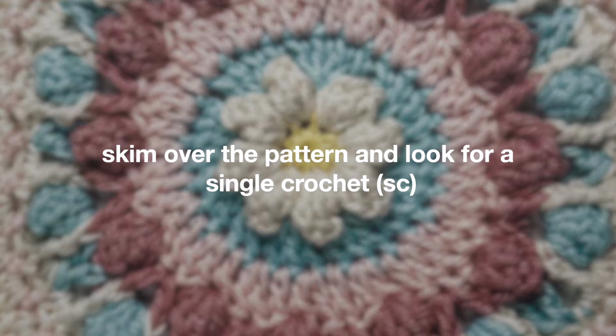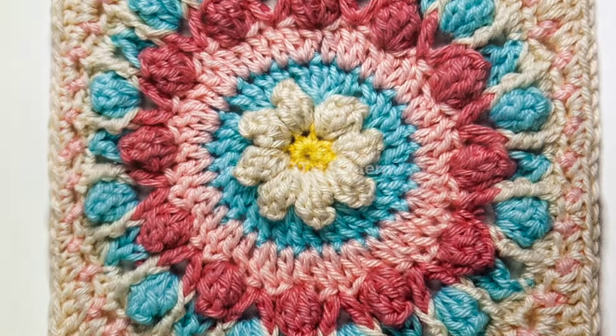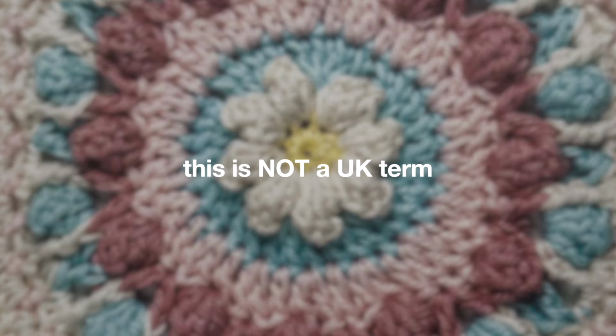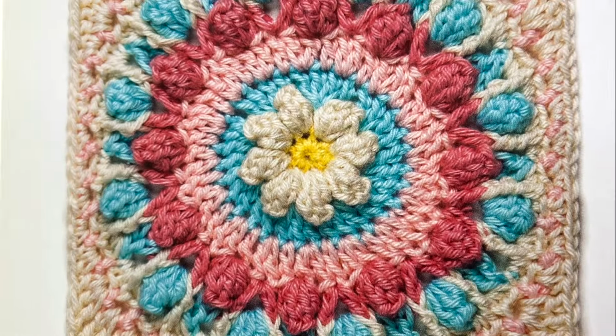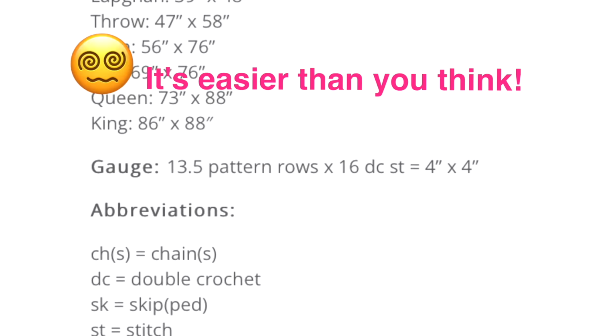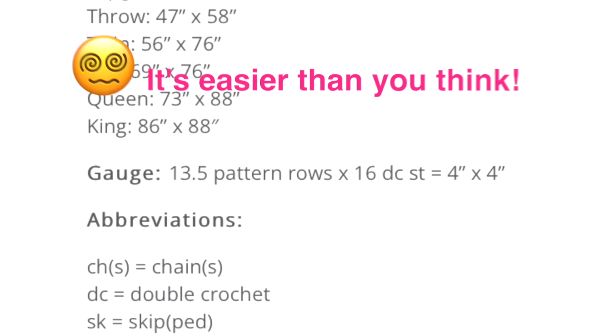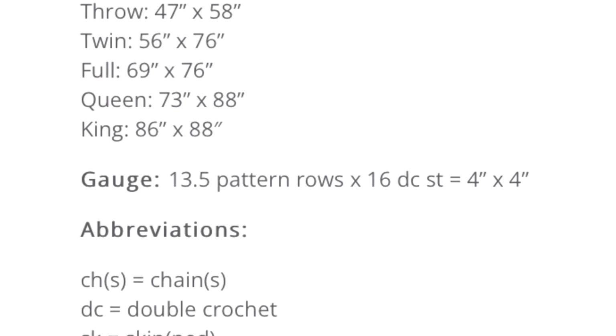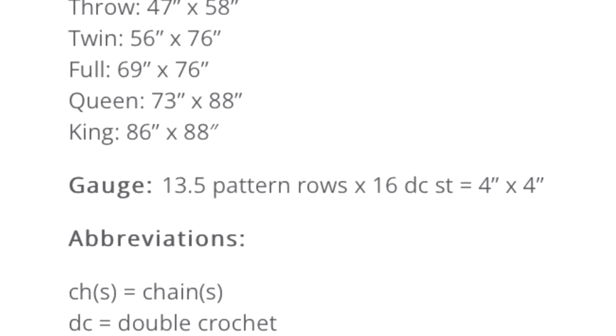Skim over the pattern and see if you see any reference for a single crochet. This is not a UK term, so you'll never see it as one of their stitches. And finally, you'll probably find a gauge swatch measurement. I won't go into great detail here on how to make one, but I do speak about it briefly in a video that I'll go ahead and link to here.